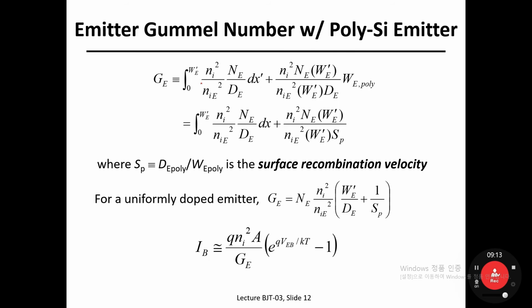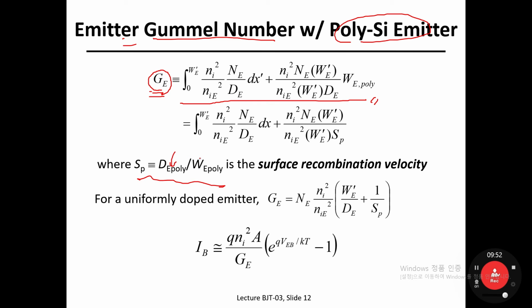Okay, so now let's take a look at the impact of emitter Gummel number with polysilicon emitter. Previously, we defined the Gummel numbers for emitter, base, and collector with the all-crystalline silicon BJT. What if we are adopting polysilicon emitter? Then how do we adjust the complicated equation, or the definition, for Gummel number? So previously we defined the Gummel number for emitter as shown in here. The only thing that is modified is this S_p (electron in emitter poly) and the depletion width in polysilicon emitter.